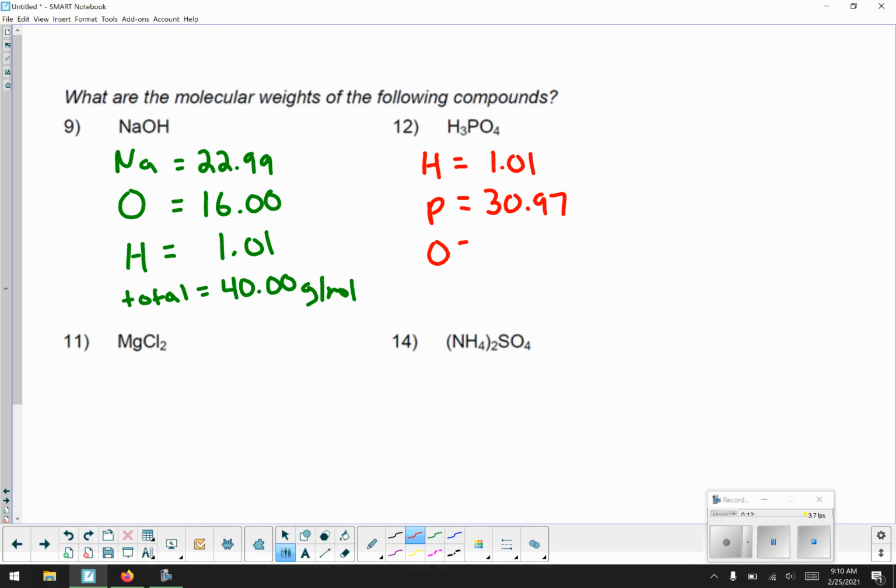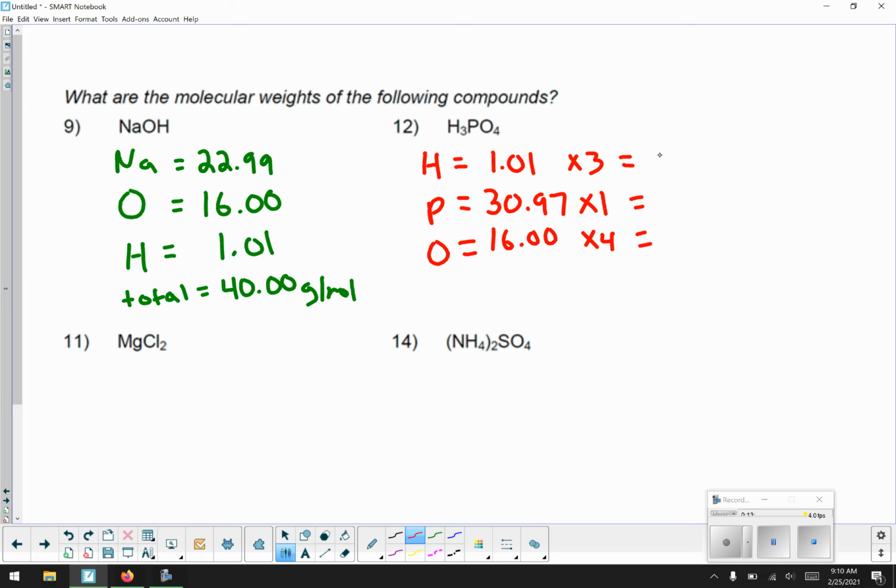And oxygen, we saw already, is 16.00. But there's not just one of each of these. So hydrogen, there are 3 of. Phosphorus, there's only 1 of. And oxygen, there are 4 of. So I'm multiplying by those numbers. Yes, I realize that multiplying by 1 is unnecessary, but it keeps everything lined up nicely. So this is how I prefer to do it.